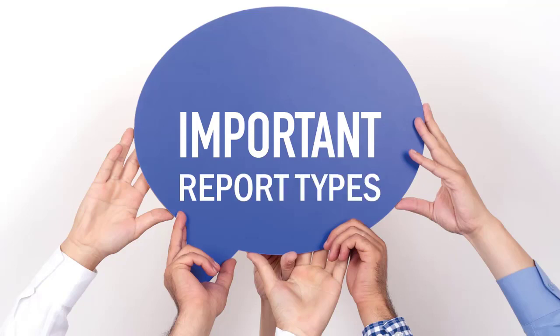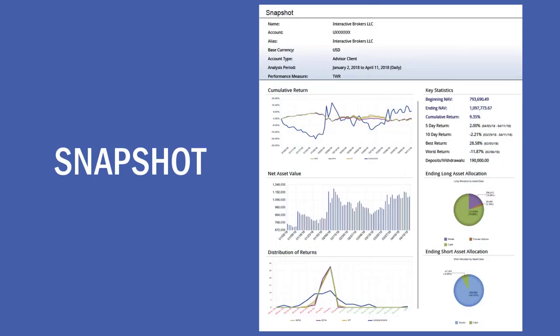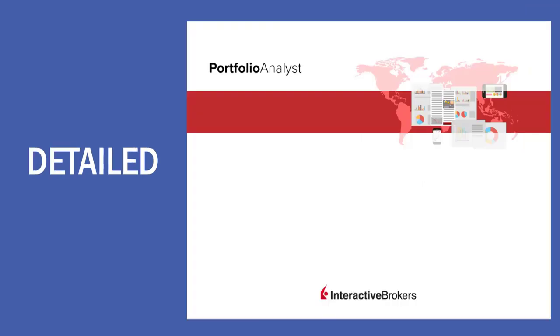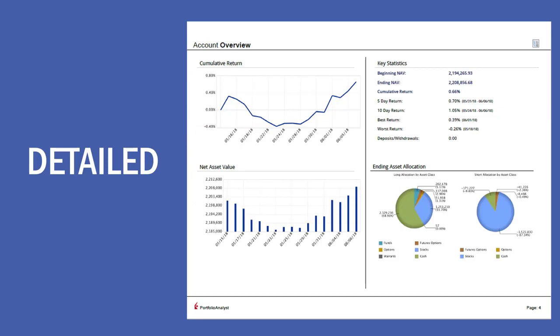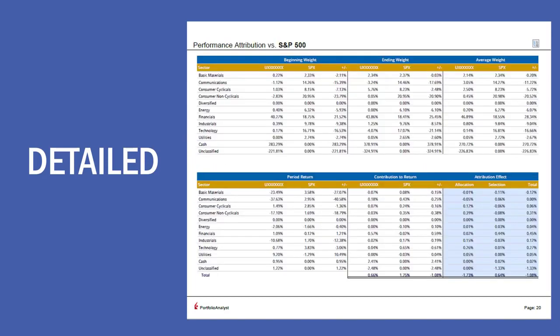One is report types. There are two different types of portfolio analyst reports. The snapshot is a one-page report that displays graphs and charts representing an account's return, net asset value, asset allocation, and distribution of returns. A detailed report is a more comprehensive PDF report that can include multiple individual reports, including the performance attribution versus the S&P 500 index, which displays contribution to return, allocation, and selection effects.